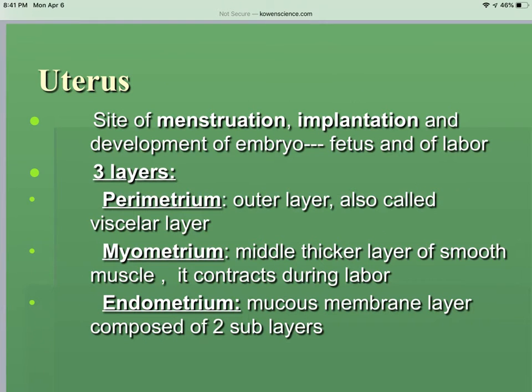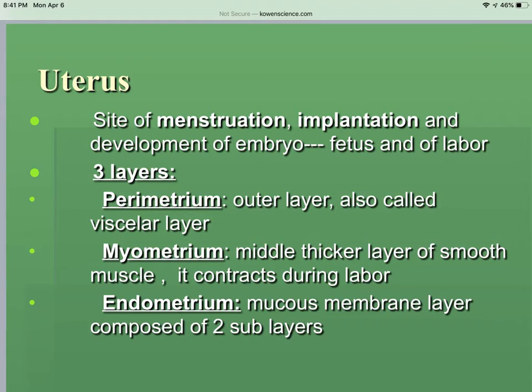The uterus is the site of the menstrual cycle. It's the site of implantation and development of the embryo, becoming the fetus as it develops further, and of labor. There are 3 layers of the uterus. The perimetrium is the outer layer. It's also called the visceral layer. The myometrium is the middle thick layer of the uterus. This is the layer of smooth muscle that contracts, goes through contractions during labor.